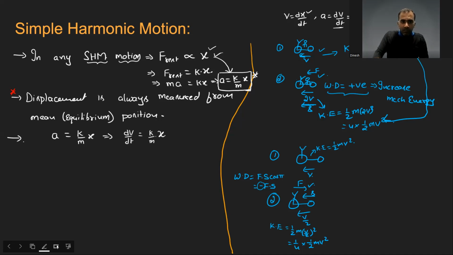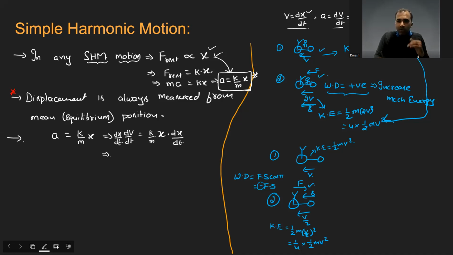Now what I'll do is, both sides I will multiply with dx by dt. Is it okay? Or I'll multiply with velocity on both sides. See, what is dx by dt? Velocity. I'm multiplying with velocity on both sides.